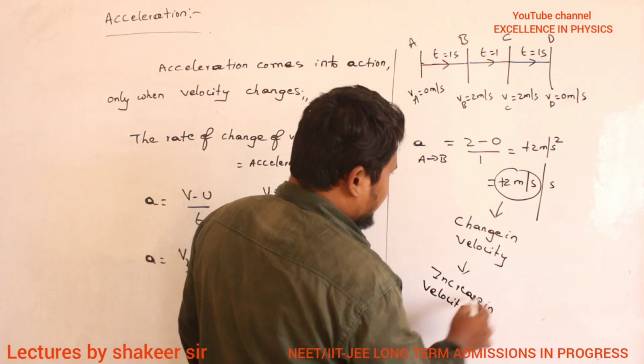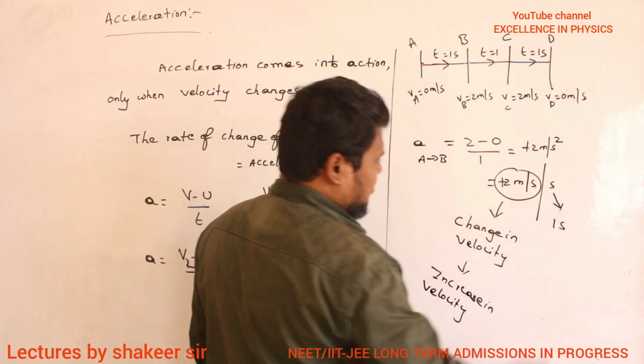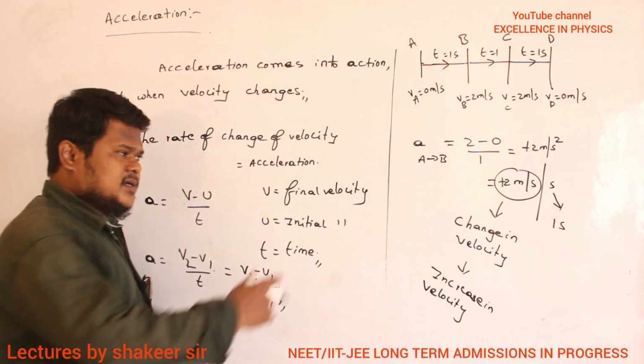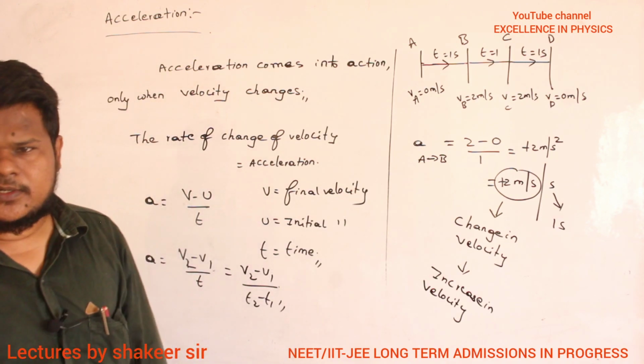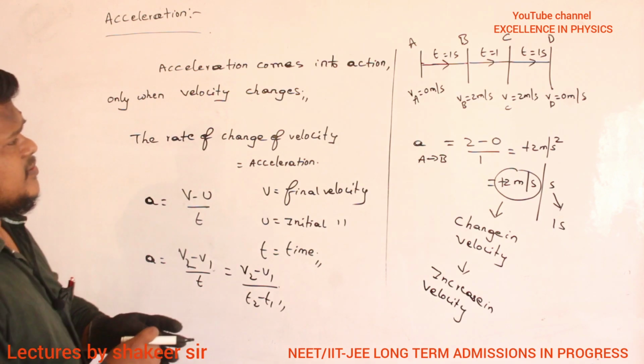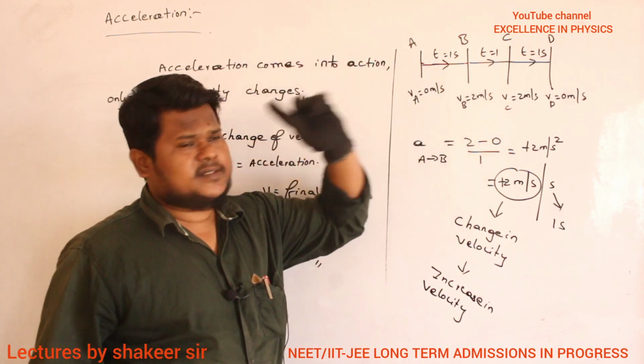Increase in velocity per 1 second, or per unit time taken. Are you able to understand? That is called acceleration. It means the velocity of the body is increasing by 2 meter per second every second. Clear? That's it. Similarly, can you say what is the acceleration between B and C?